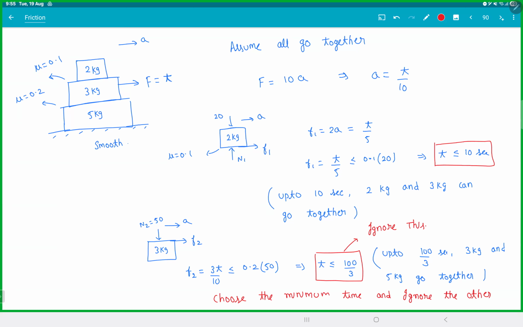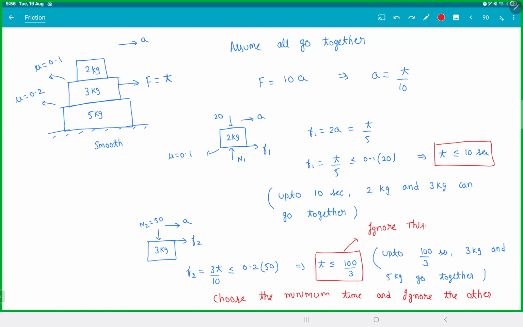So the question is like this. For 10 seconds, all go together. After 10 seconds, 2 and 3 kg will slip first. Is that making sense, everyone? How did you get 50? This total weight, Nare, Vanshika, 3 plus 2, 5 kg. That normal reaction is 50, right? Between 3 and 5 kg. Any other doubts on this?